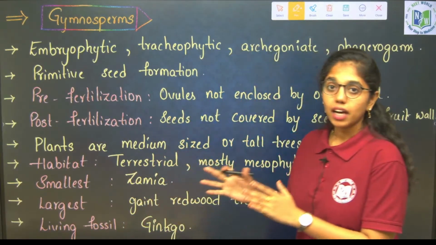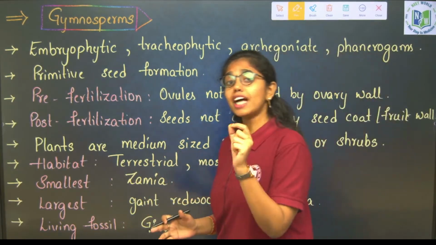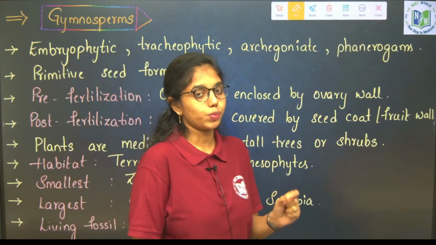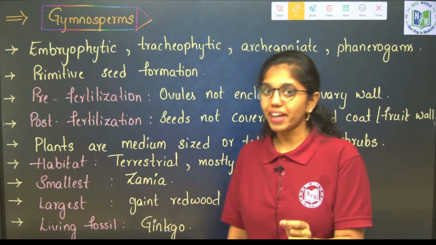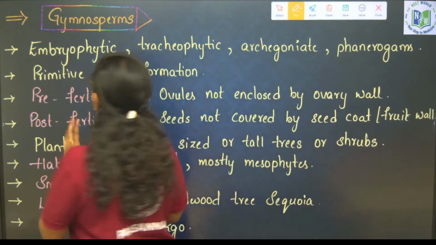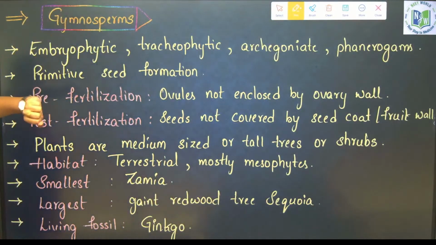So here we are discussing the last two divisions of our plant kingdom, that is Gymnosperms and Angiosperms, from which we can expect one or two questions in our final NEET examination. So yes, let's begin with first Gymnosperms.